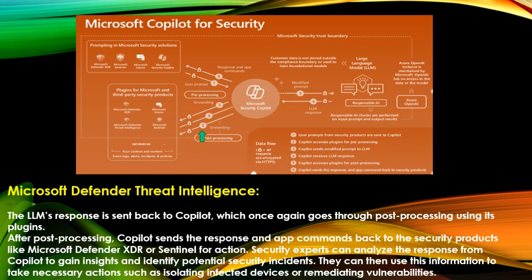Microsoft Defender Threat Intelligence. The LLM's response is sent back to Copilot, which once again goes through post-processing using its plugins. After post-processing, Copilot sends the response and app commands back to the security products like Microsoft Defender XDR or Sentinel for action. Security experts can analyze the response from Copilot to gain insights and identify potential security incidents. They can then use this information to take necessary actions such as isolating infected devices or remediating vulnerabilities.